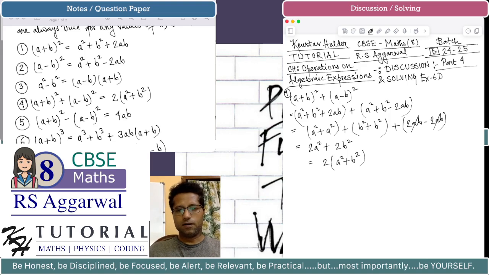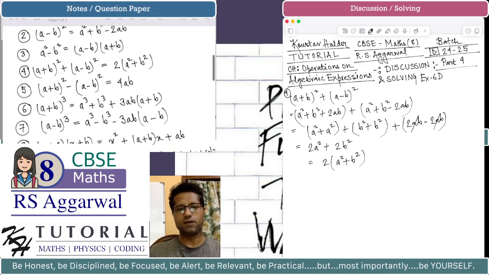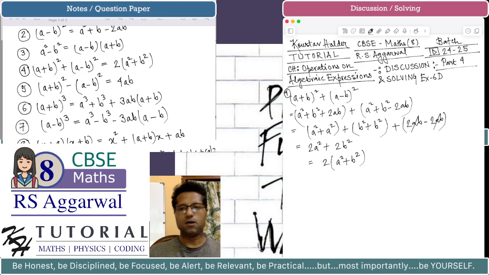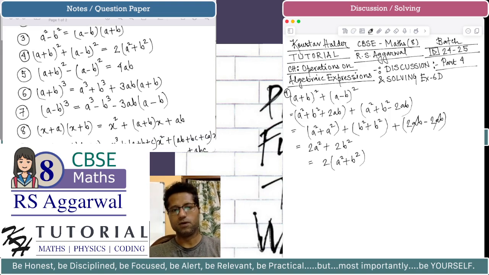Similarly, you will find formula 5: (a + b) whole square minus (a - b) whole square will be equal to 4ab, because the a square and b square terms will cancel out and twice ab will get added twice. Now 6 and 7 are also useful. You must also know them.